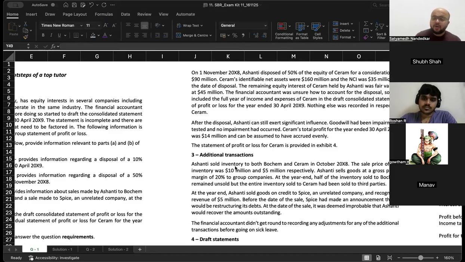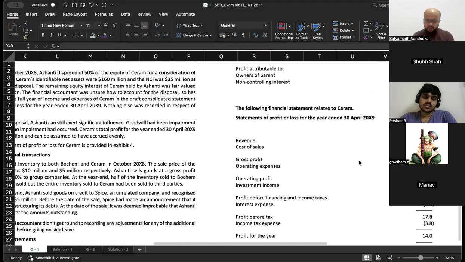ठीक है. And do not forget to discuss the fact that yes, 6 months के लिए it is an associate, तो share of investor in profit of associate will have to be included, right? Yes, sir. That is the accounting treatment.